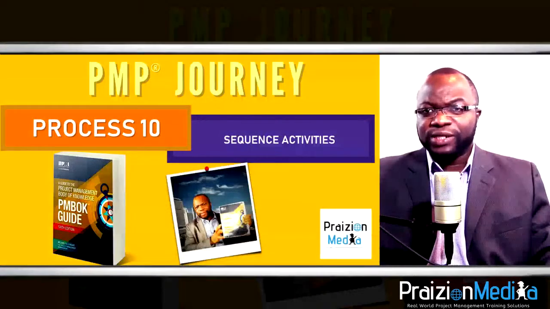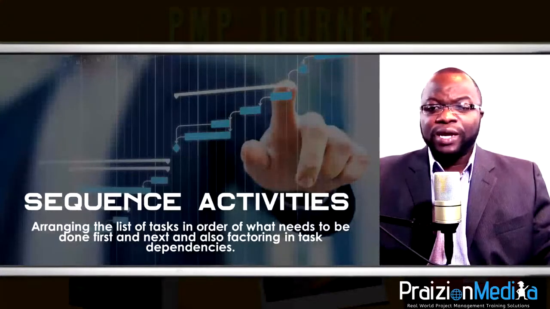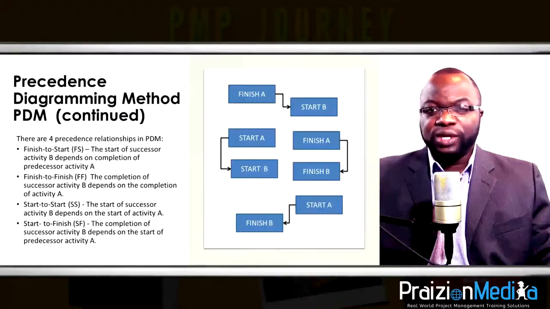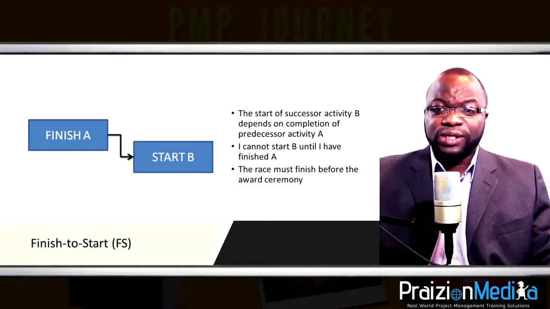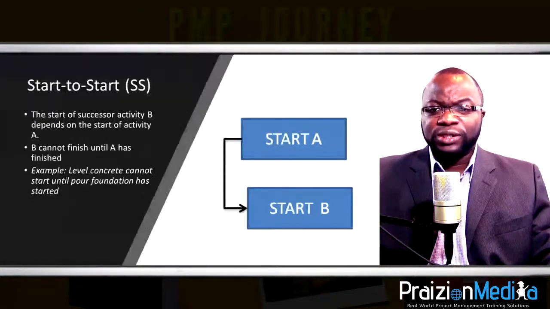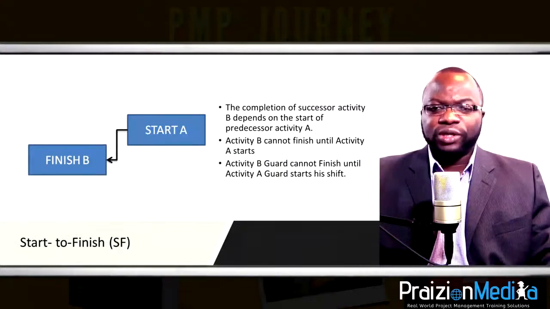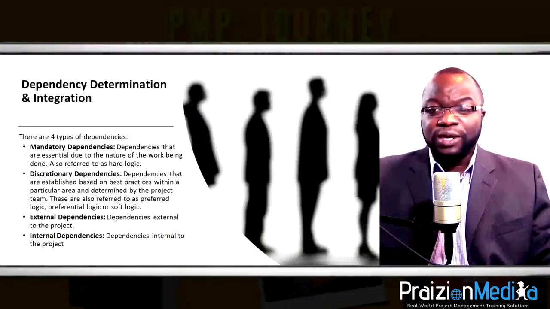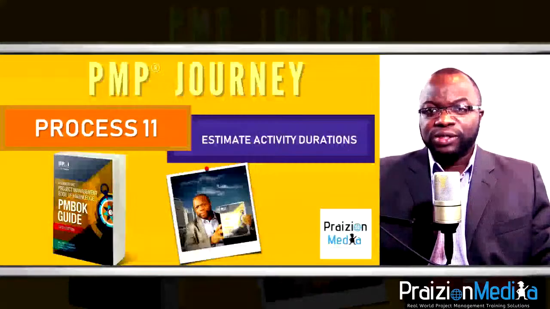Process 10, sequence activities. The next process is called sequence activities, and this is where we employ start-to-start relationships, finish-to-finish relationships, or even start-to-finish relationships to join those activities. Every predecessor should be linked to a successor, except if it's at the end of a project. And we want to make sure that at the very beginning of the project, it is indeed the beginning of the project with the right relationships and the right dependencies. Speaking of dependencies, this is where we discuss mandatory dependencies, discretionary dependencies, internal dependencies, and external dependencies.